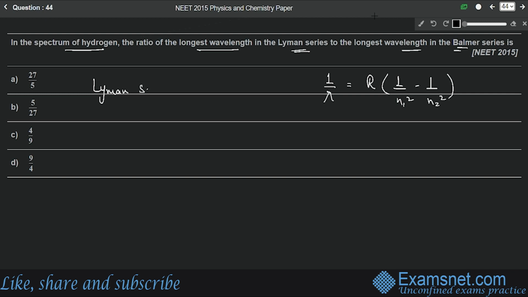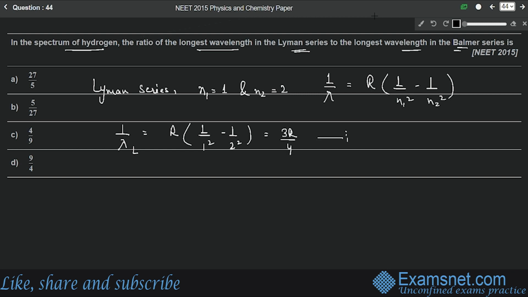Now for the Lyman series, specifically for the longest wavelength in the Lyman series, we can say that N1 is equal to 1 and N2 is equal to 2. In this case, the wavelength is longest. So 1 by lambda of the Lyman series will be equal to R into 1 by 1 square minus 1 by 2 square. So this will be equal to 3R by 4.